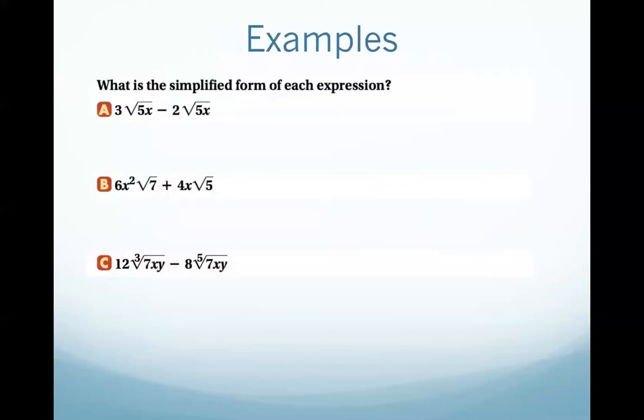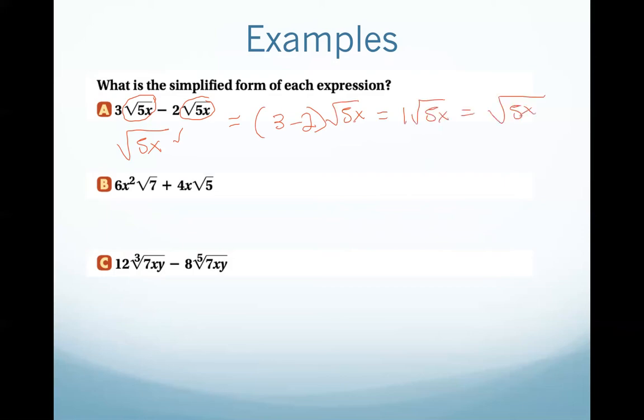So let's look at some examples. What is the simplified form for each expression? We have 3 times the square root of 5x minus 2 times the square root of 5x. I'm looking at my radicals. They are identical, square root of 5x, exactly the same. So then I can say this is 3 minus 2 times the square root of 5x, which is 1 times the square root of 5x, which we just write as the square root of 5x.